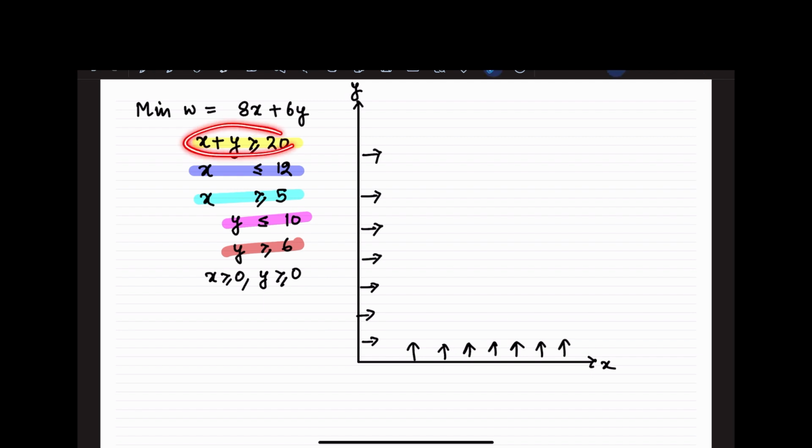Next we plot this yellow constraint x plus y is equal to 20. So the line is passing through (0, 20) and (20, 0). And the region: 0 plus 0 does not satisfy, so the region is away.